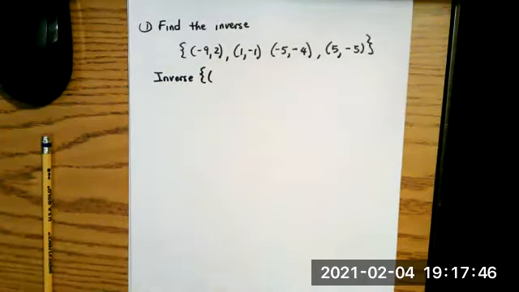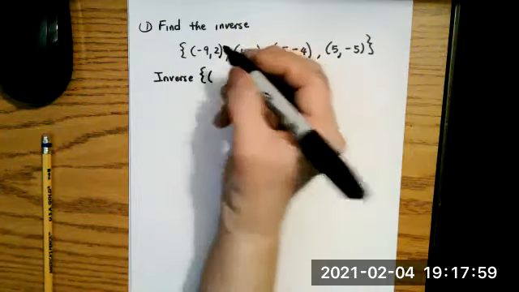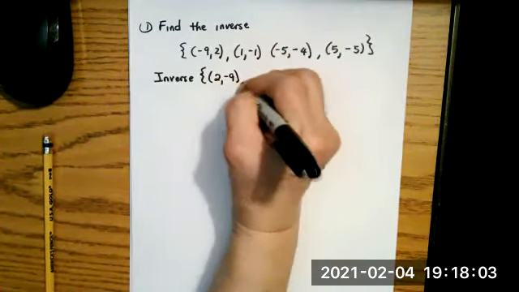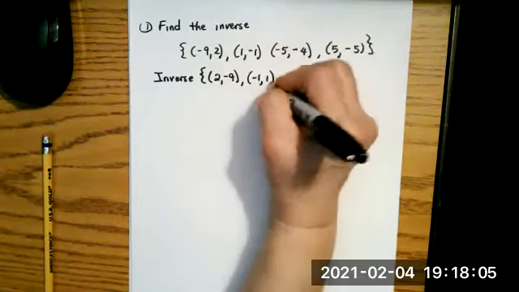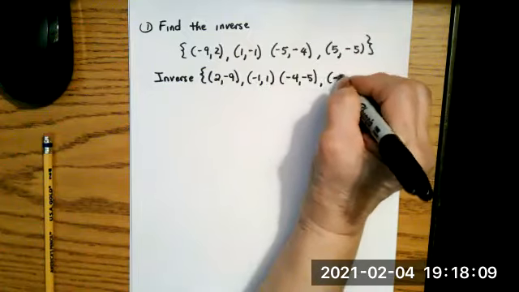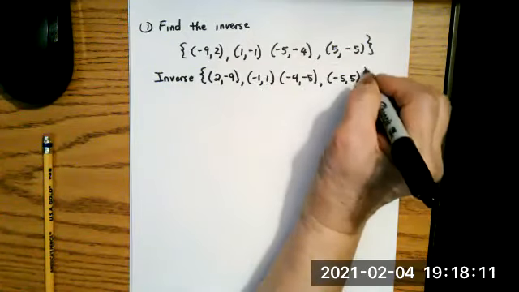Okay, now this should be the easy points for you. When you get this on the test, and there'll probably be one on the test like this, just remember this is an easy problem. So don't try to make it too hard. Just swap the x and y. So this will be 2, -9. This one will be -1, 1. This one's -4, -5. And this one's -5, 5.